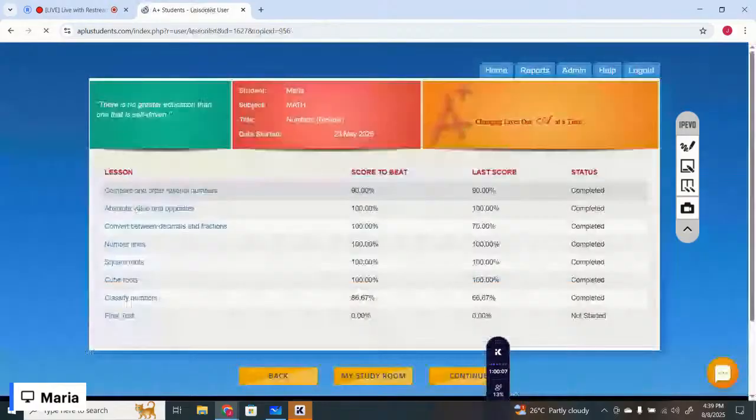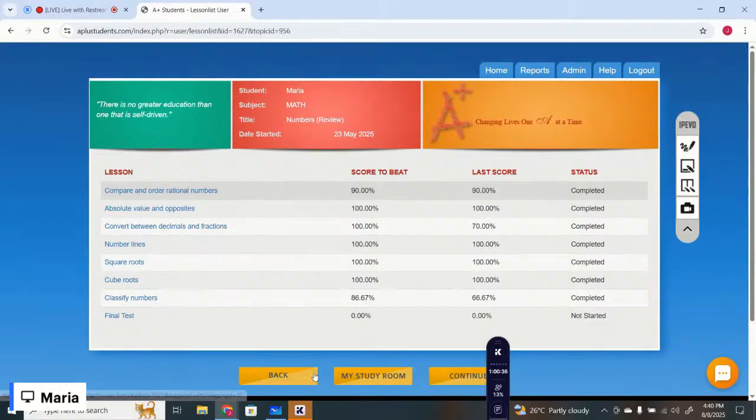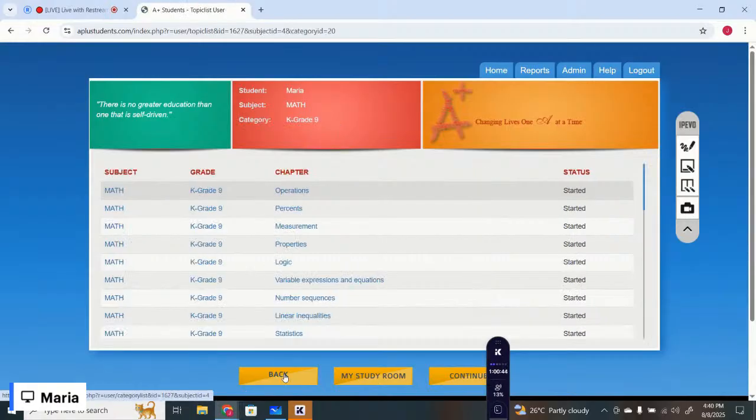So we were working on grade 9 math. The chapter we were working on is numbers. The lessons we have covered today are compare and order rational numbers, absolute value, convert between decimals and fractions, and number lines. Please make sure before the next session you complete all the practice questions for the lessons we just did.